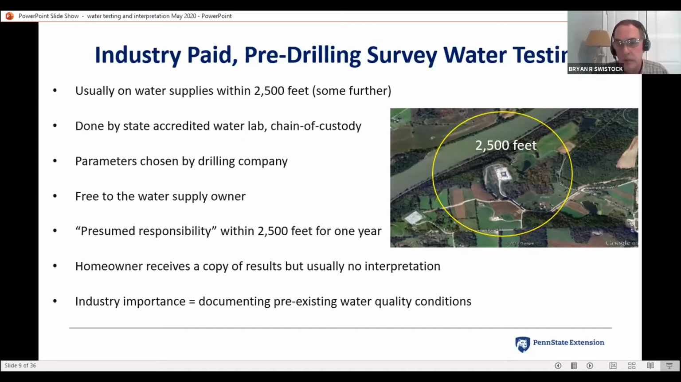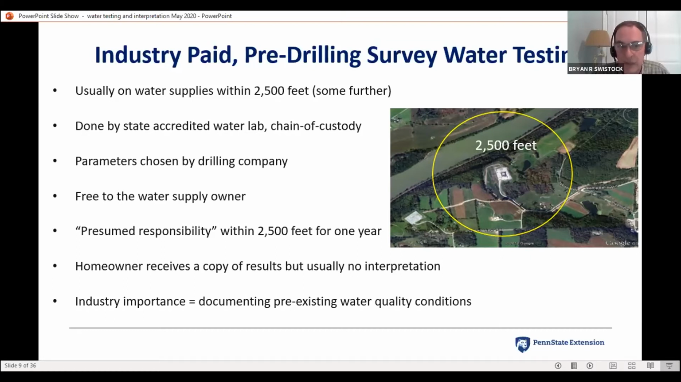This involves what's called presumed responsibility in Pennsylvania, and numerous states have this presumption where the private water systems that fall within this 2,500-foot area are presumed to be the responsibility of the gas drilling company if there's any water quality problem. So basically, any problems that happen within that circle are assumed or presumed to be the responsibility of the gas drilling company.